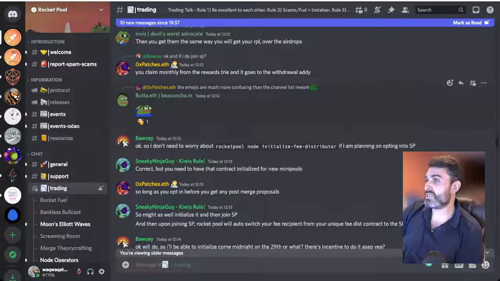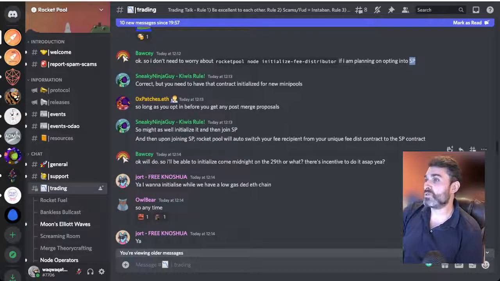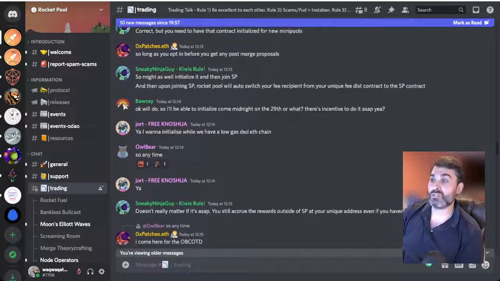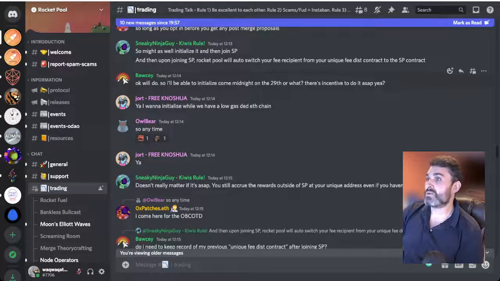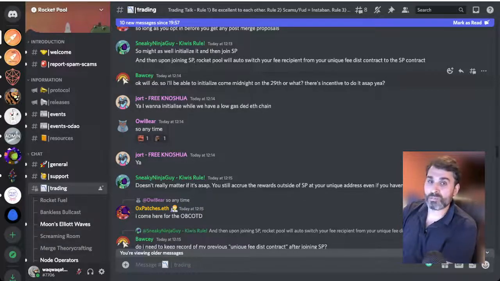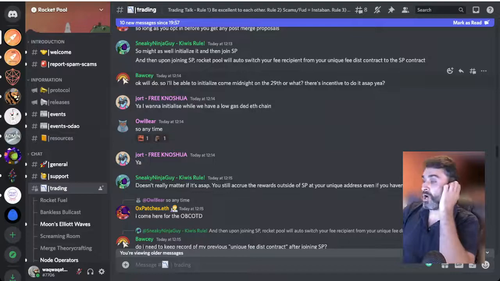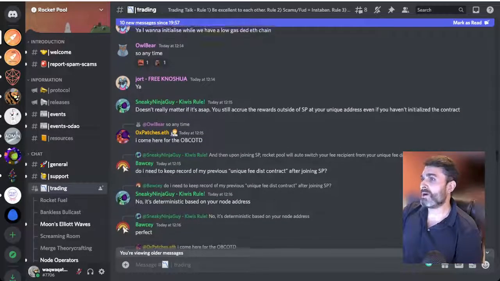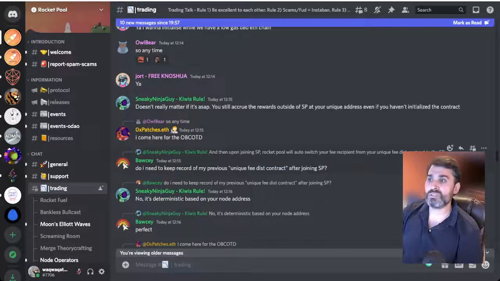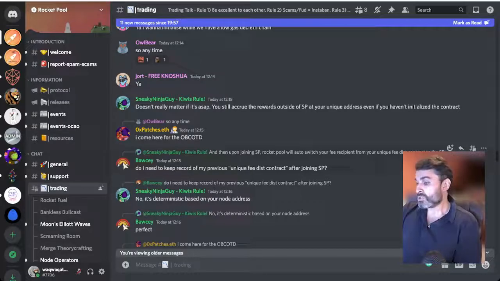This next discussion happened in trading today. Bawcey was asking about the smoothing pool, and people were talking about what you need to do and what you don't need to do to get the smoothing pool set up. Basically, once Redstone goes live on the 29th, that'll give Rocket Pool node operators the chance to opt into or out of the smoothing pool. But I'm just using this as an excuse to talk a little bit about what the smoothing pool is.